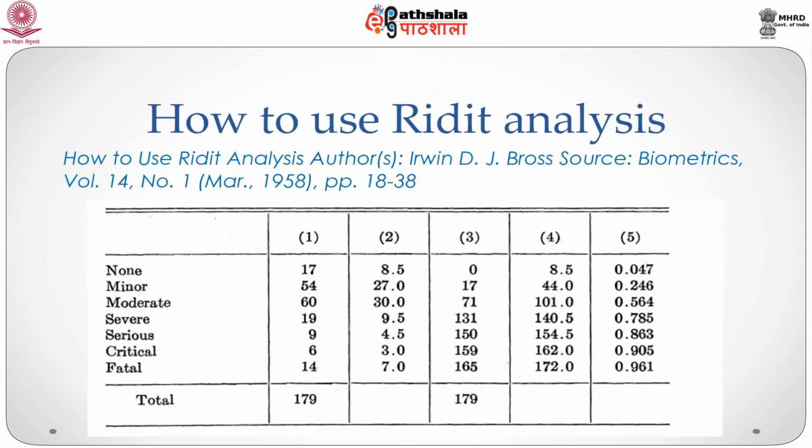A seminal paper which popularized the use of ridit analysis is How to Use Ridit Analysis by Bross, published in Biometrics in 1958. This is an application paper which illustrates ridit analysis of data from the Cornell Automotive Crash Injury Research Program. The ridit analysis is summarized in this table. So columns 1 to 4 denote the frequencies which are required to calculate the ridits, and finally the entries in column 5 are the ridits corresponding to the categories none, minor, moderate, severe, serious, critical, and fatal.